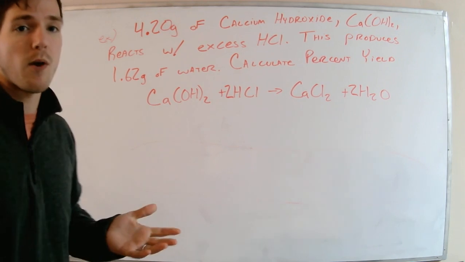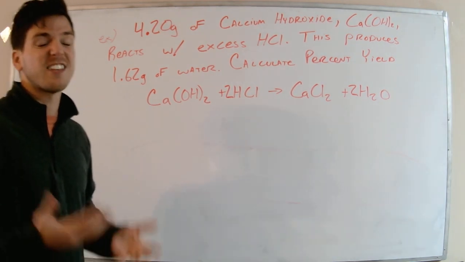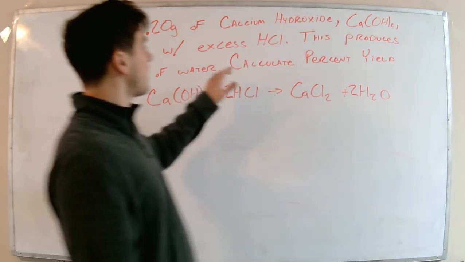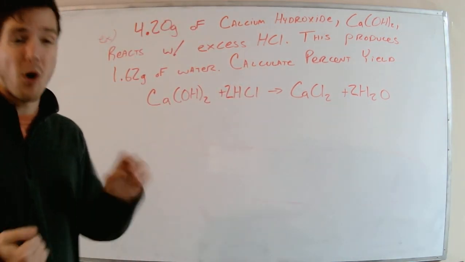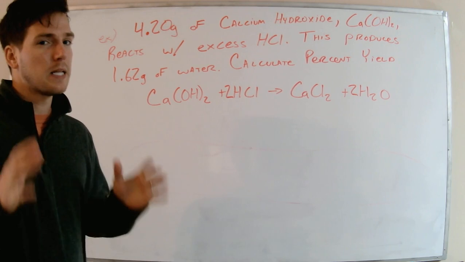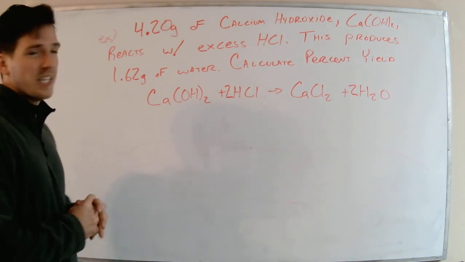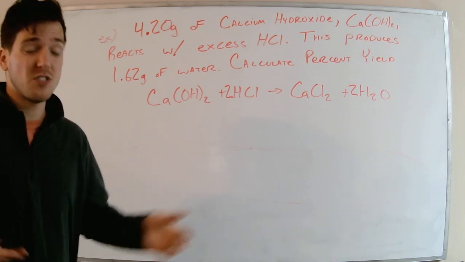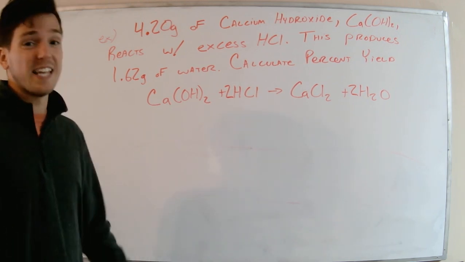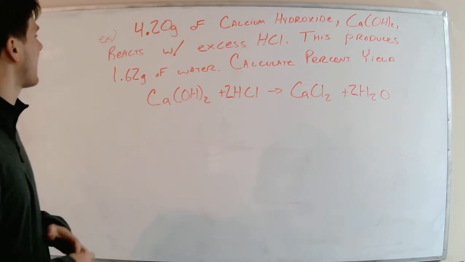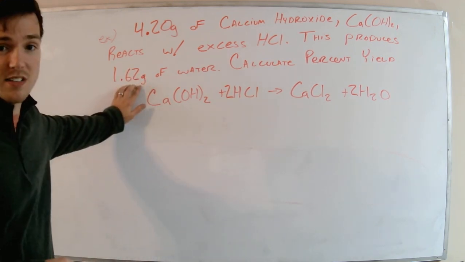So the first thing I want you to do when you have problems like this is find the actual yield first. So whenever it says calculate percent yield, I will always give you the actual yield in the problem. Let's go ahead and identify that first. So what we're looking for is something where it says produces, yields, creates, in lab we came up with, okay? So we're looking at this and it says that this produces 1.62 grams of water.